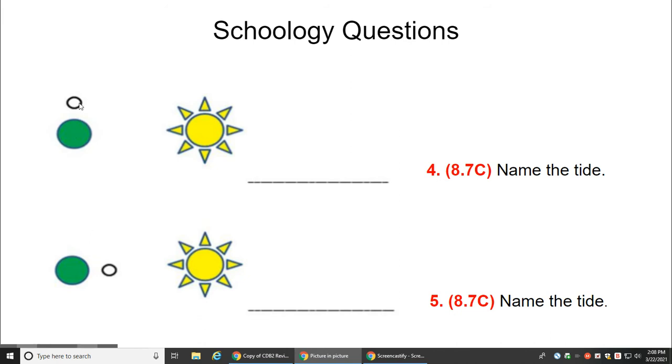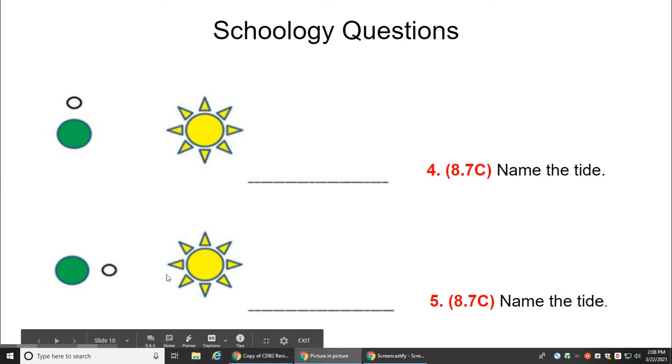Okay, so that was neap tides at 90-degree angles. They both start with an N, neap and 90. Spring tide, straight line.